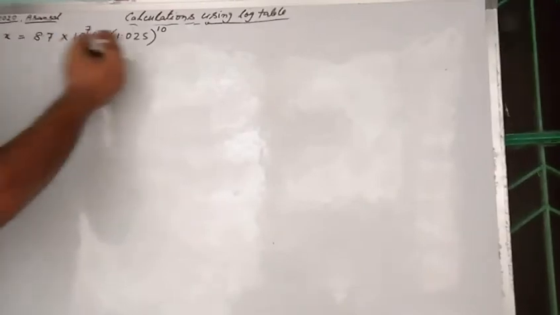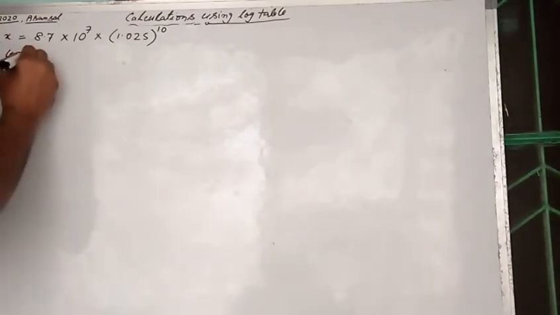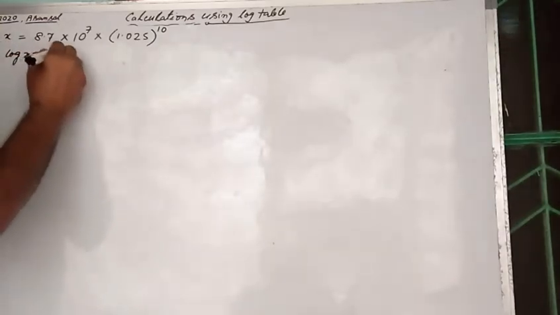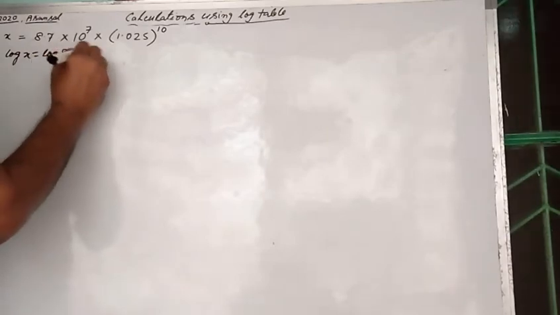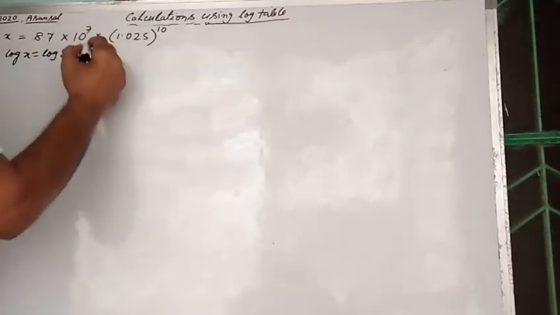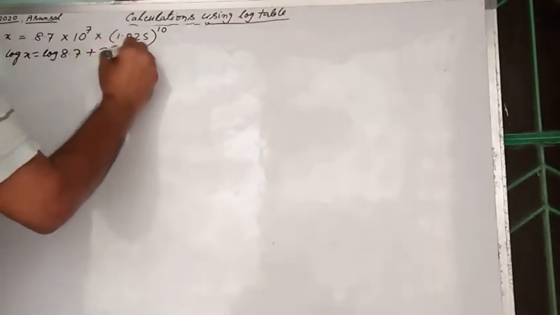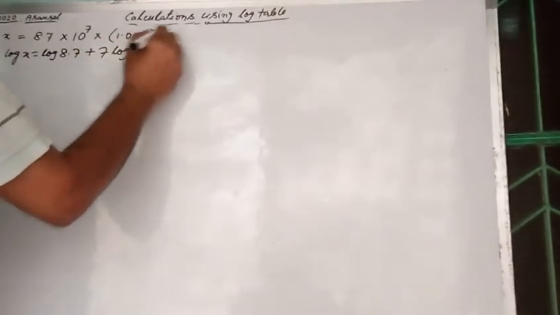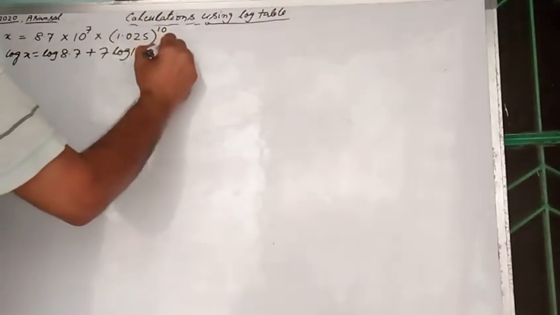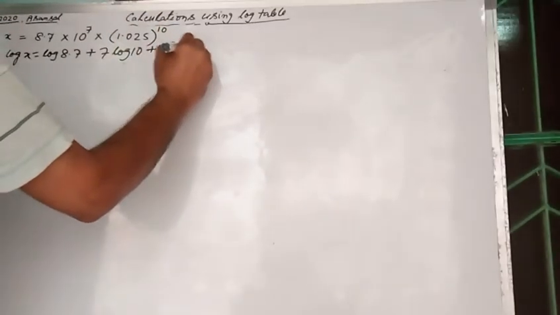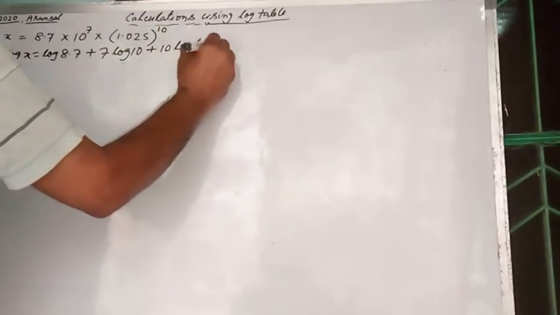Question is given, find the value of this. Now you have to take log on both sides. Taking log on both sides, we get log x equal to log 8.7 plus log 10 to the power 7, that is equal to 7 log 10, plus 10 log 1.025.